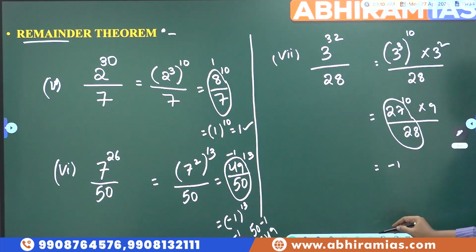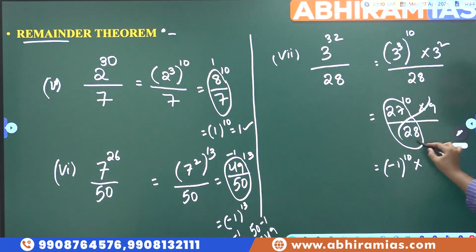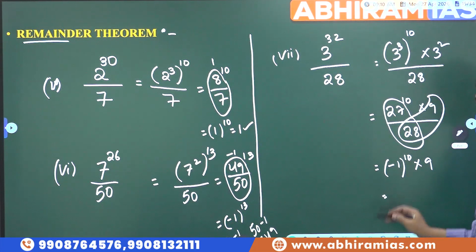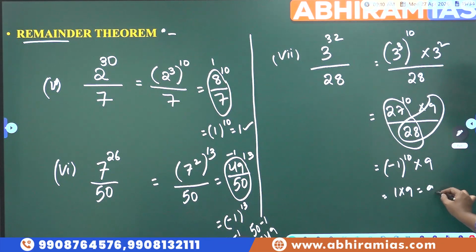-1. -1 whole to the power of 10 into what is the remainder for 9 by 28? 9. Directly you can take 9. So -1 whole to the power of 10 means +1 into 9. So finally my answer is 9.